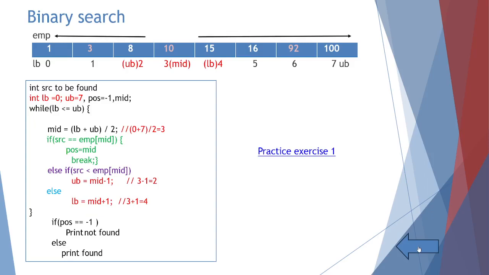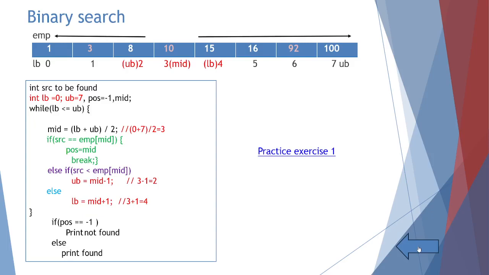Else. Else means greater. That means the mid element is 10. Please see the array. If the user gives input, that is the search element, greater than 10, then it goes to the else part. Now, LB will be shifted, not UB. LB will be mid plus 1. Mid is 3, mid plus 1 is 4. That means the new LB would be 4, but UB will be 7 only.